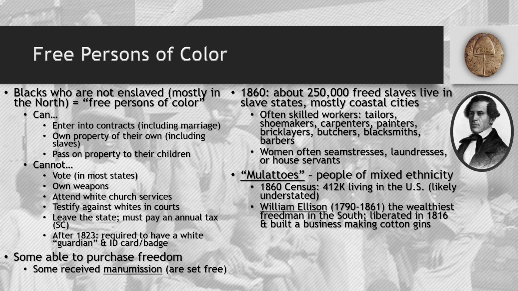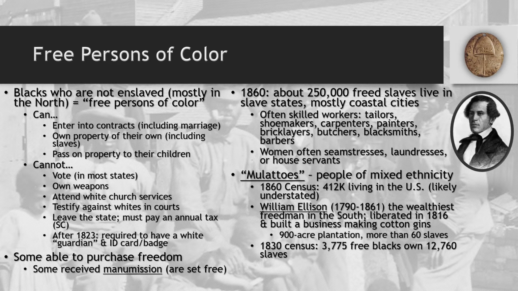One particular individual that we can refer to here, just as a case study, is William Ellison. He was considered the wealthiest freedman living in the South at this time. He was liberated in 1816 and began his own business building and making cotton gins. Cotton gins were a relatively new invention at this point, invented only when he was about 3 years old. He becomes extremely wealthy off this. He ends up owning a 900-acre plantation and more than 60 slaves. So he would have been part of the top roughly 10% of individuals living in the South who had quite a bit of wealth.